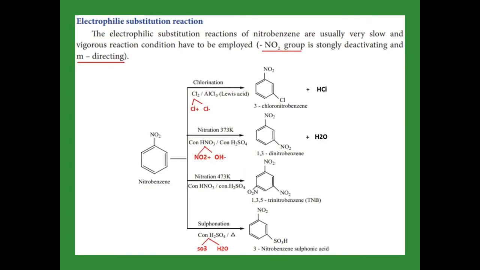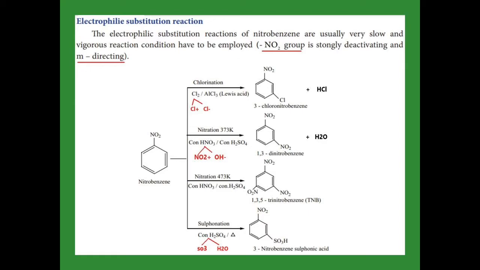Electrophilic substitution reaction of nitrobenzene. The electrophile is substituted. An electrophile means it has a positive character or it may be a neutral character. So the electrophile is substituted in the nitrobenzene. It is a very slow process, and only takes place under vigorous conditions. The nitro group is a strongly deactivating group, and it also directs the incoming group to the meta position, so it is a meta directing group.